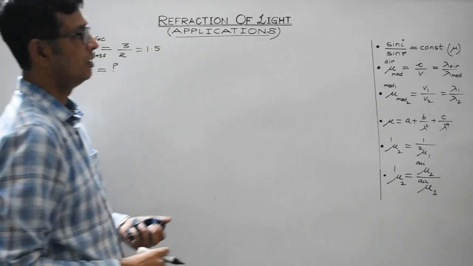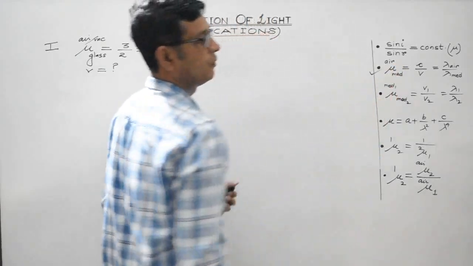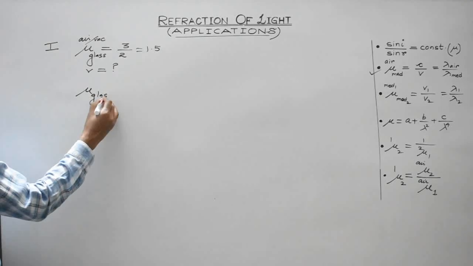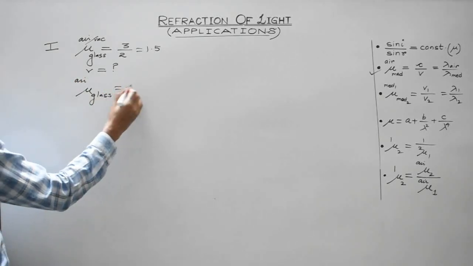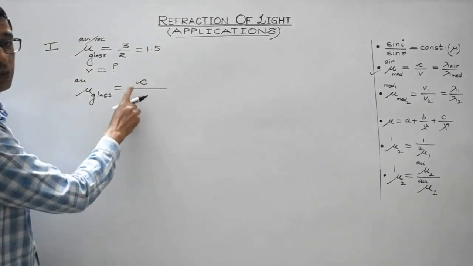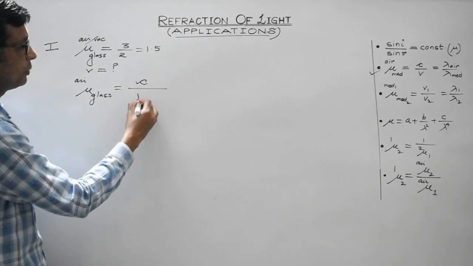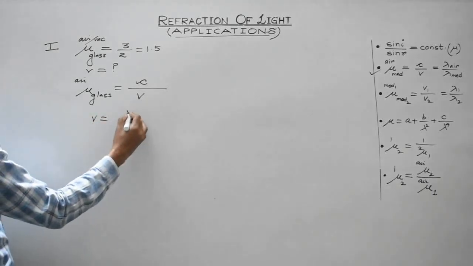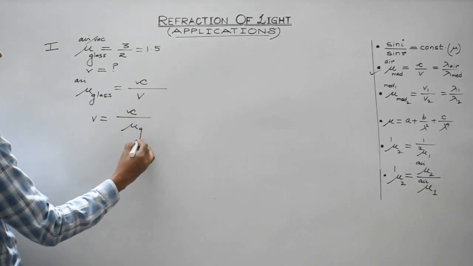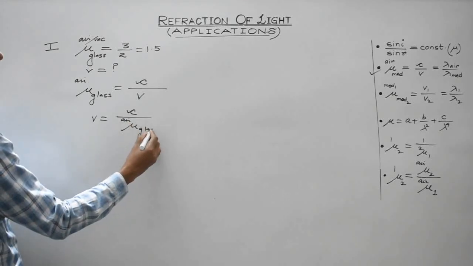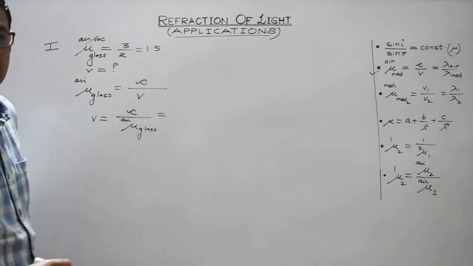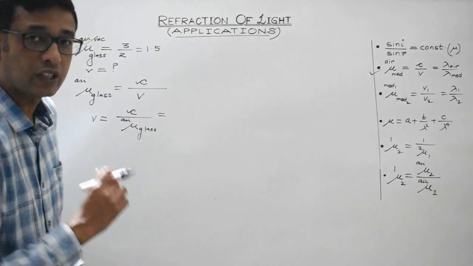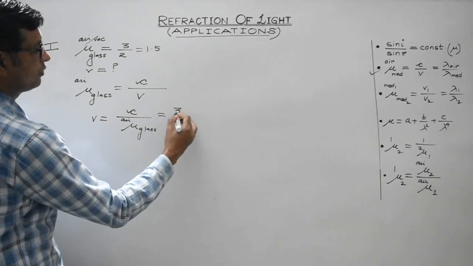For this, we will apply this particular formula. The absolute refractive index of a medium is given by the ratio of the speed of light in air or vacuum to the speed of light in that particular medium. So V is to be determined. It will be C divided by the refractive index of glass with respect to air. C is constant, students. C is the speed of light in air or vacuum, that is 3 into 10 raised to 8. This you should be aware of. This is a standard value.